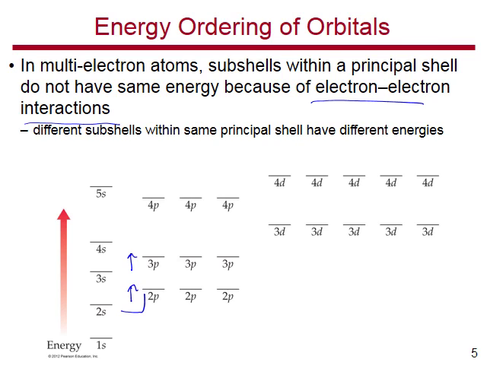Another interesting thing to note is that in elements other than hydrogen, the energy ordering is not determined by the principal quantum number alone. Now, why do we say that? That's because in many electron systems, the 4s energy level is lower than the 3d. Likewise, the 5s is lower in energy than the 4d.